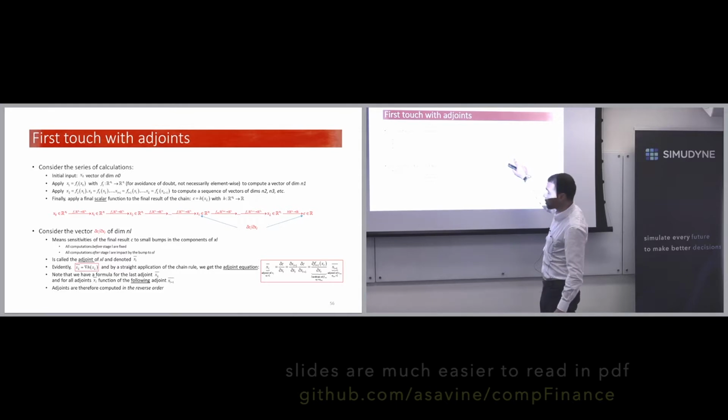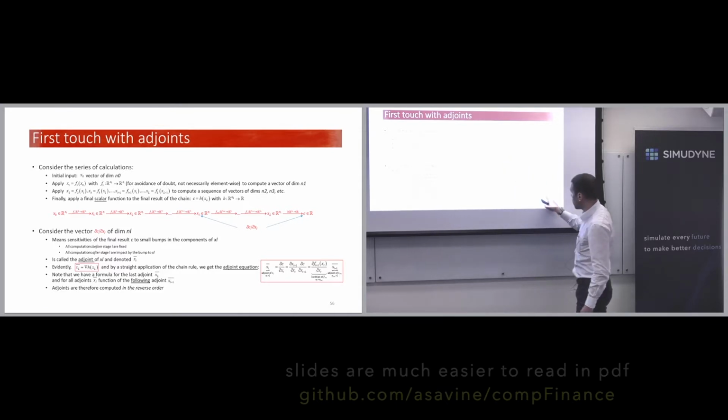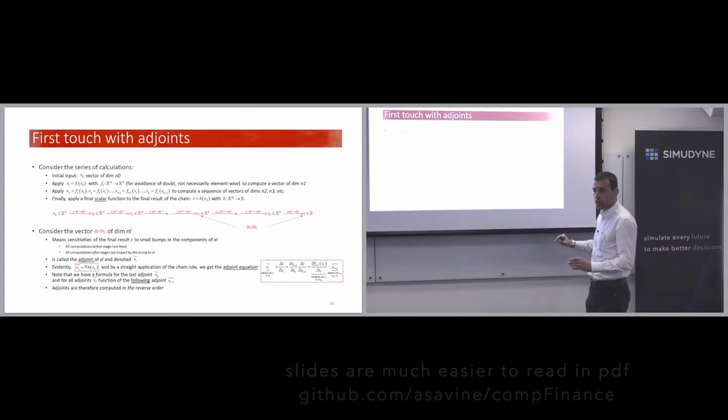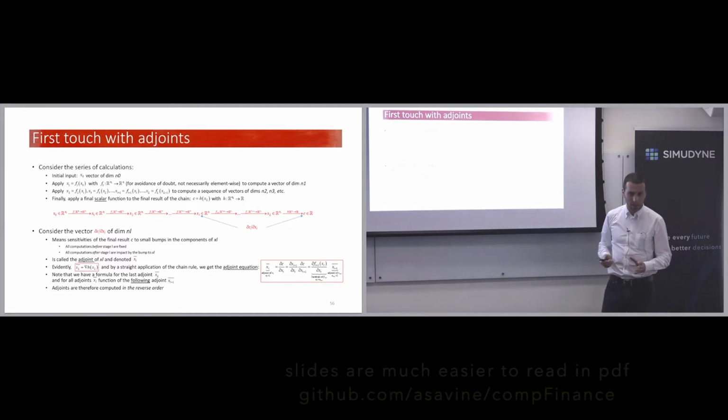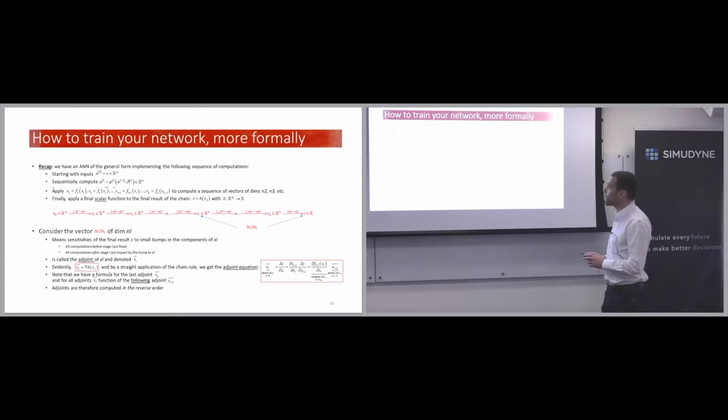So we know the adjoint of this one, and this equation tells us the adjoint of x_l once we know the adjoint of x_{l+1}. So adjoints are calculated in the reverse order. You know the last one, and you have a recurrence from the next one to the previous one. And this is why all our derivative calculations will be reversed. Okay, that was the first touch. We will come back to that many times, no worries.